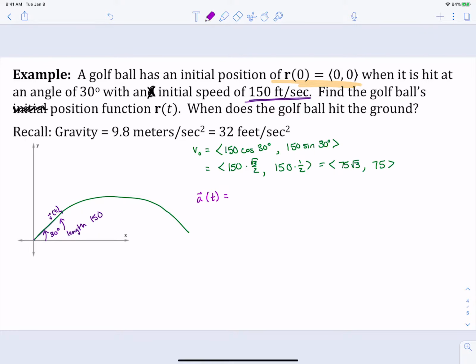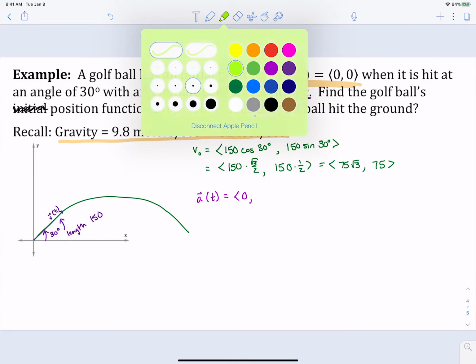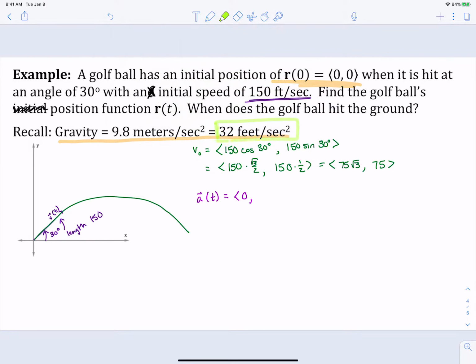Because we do know that, we don't have any acceleration in the horizontal direction, but we do have some acceleration in the vertical direction, and that's where gravity comes into this. We're actually going to be using in this problem 32 feet per second for gravity, so that's where you've got to watch your units. That is our force pushing down, so it's down at 32 feet per second, and that's a y direction.